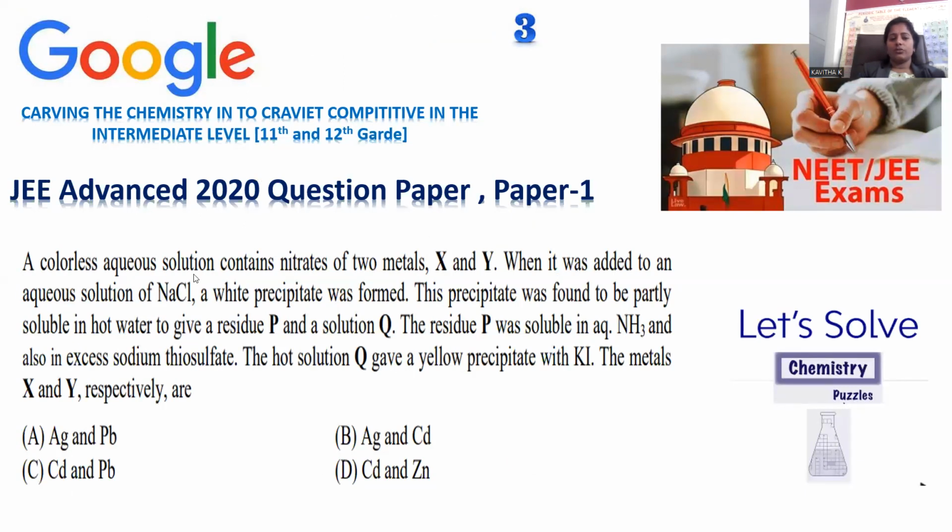A colorless aqueous solution contains nitrates of two metals, X and Y. When it was added to an aqueous solution of sodium chloride, a white precipitate was formed. This precipitate was found to be partly soluble in hot water to give the residue P and the solution Q. Being partly soluble, a residue called P and a solution called Q are formed. The residue P was soluble in aqueous ammonia and also in excess sodium thiosulfate. Sodium thiosulfate is called hypo. The hot solution of Q gave a yellow precipitate with potassium iodide. The metals X and Y are, respectively?